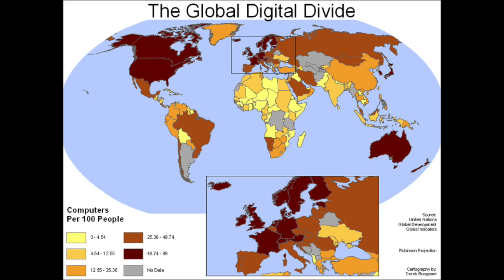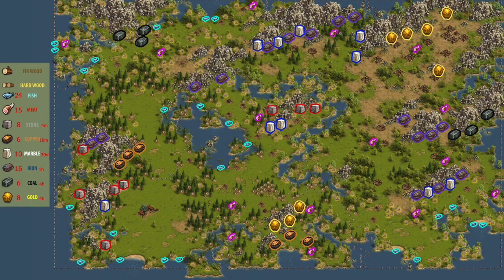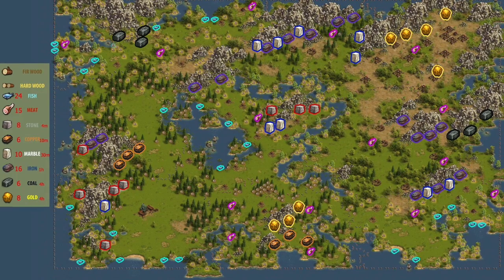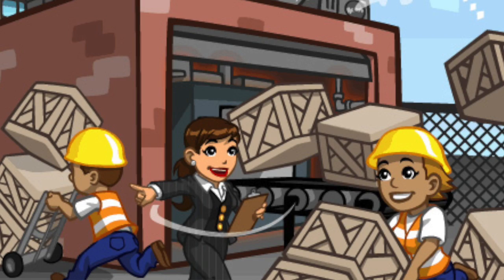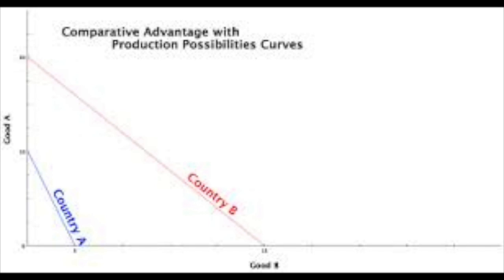The uneven distribution of both human and natural resources leads to specialization. Each region tends to produce goods based on the productive resources it has available. This allows regions to produce goods and services that they can make at the lowest cost. We call this comparative advantage.